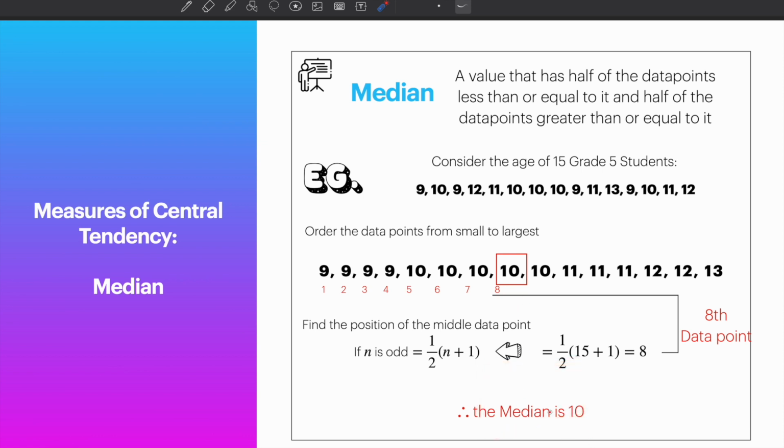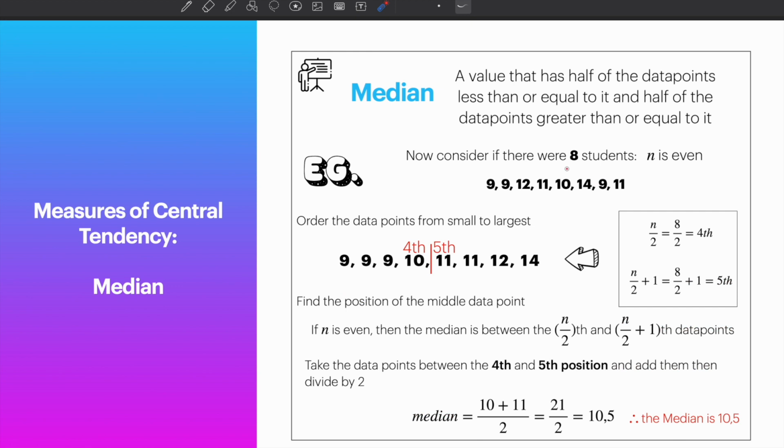So this basically means that the middle value for this data is 10. And what does this mean? It just essentially means that you have half of the students being 10 years or older and half of the data being 10 years or younger.